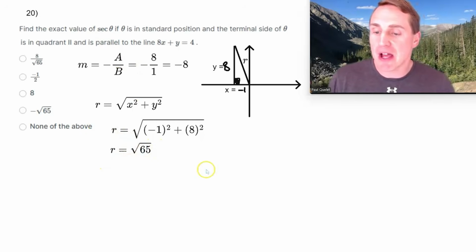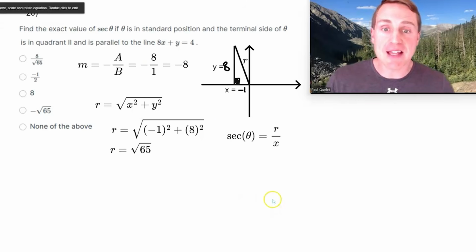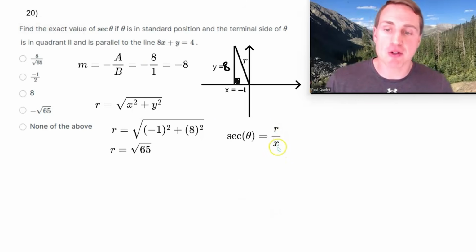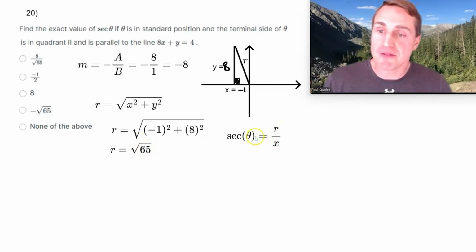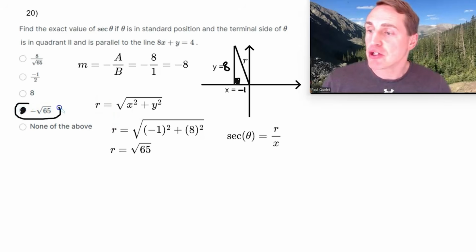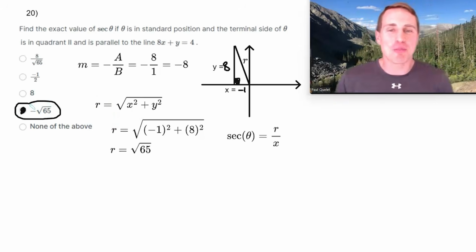So we want the exact value of secant theta. Secant theta is the reciprocal of cosine. So it's going to be hypotenuse over adjacent. In other words, r over x. So that's going to be square root of 65 over negative 1, which is negative square root of 65. So that is our final answer for number 20.